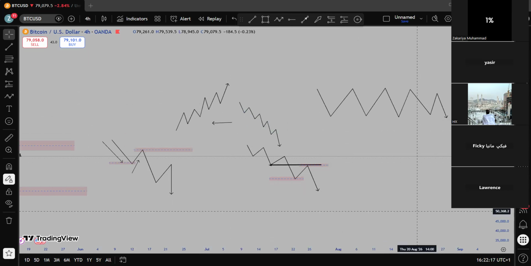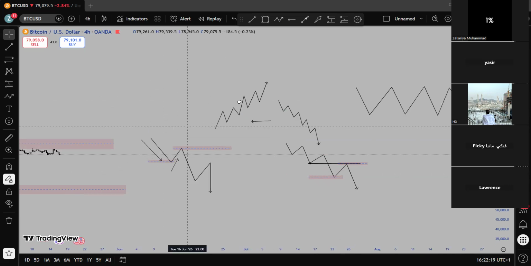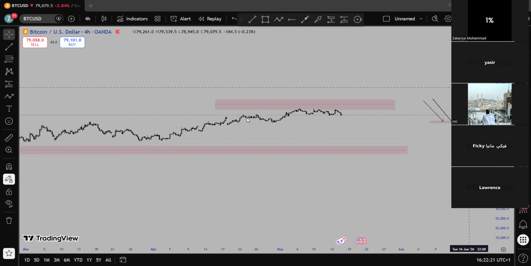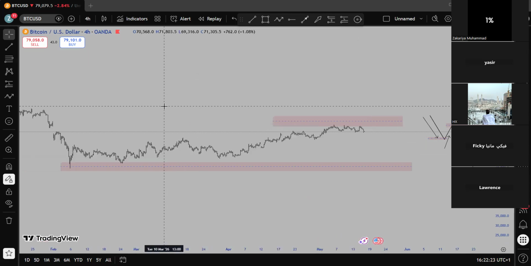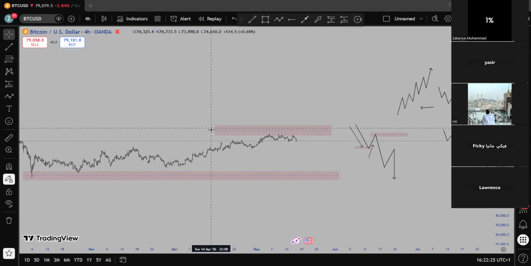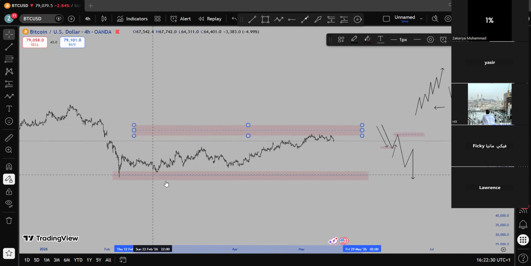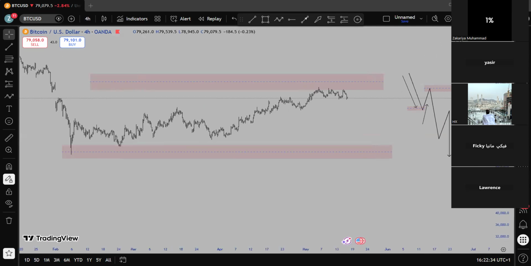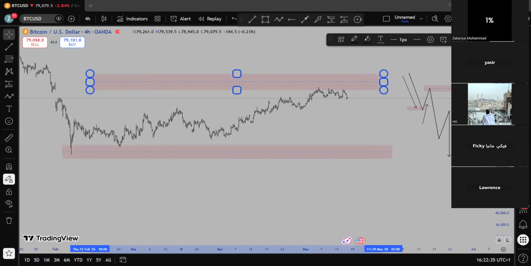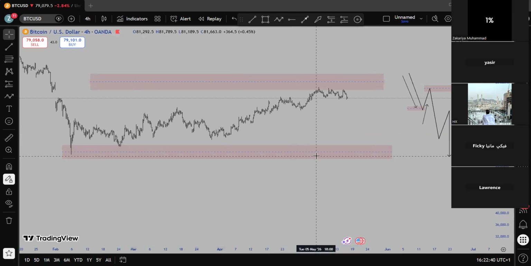Okay, let's continue. This is what we talked about in the last class. So what is a market structure? It is the current structure the market uses to approach these two zones, from this higher time frame order block or breaker block to this higher time frame key level, order block or breaker block. This is what we talked about.